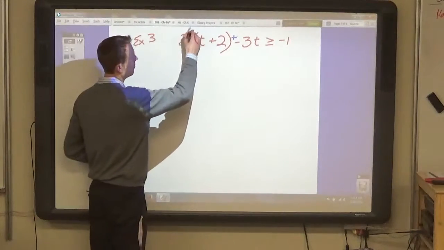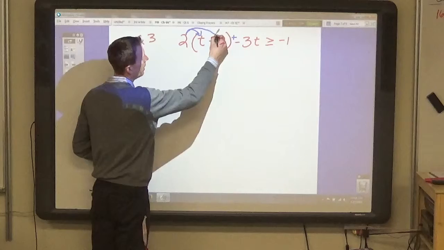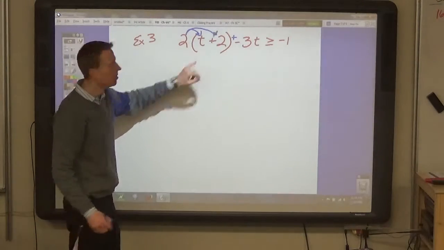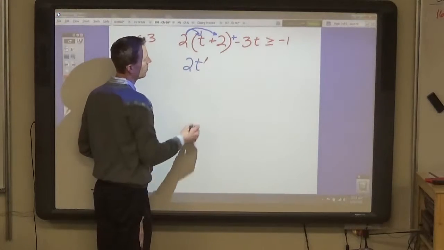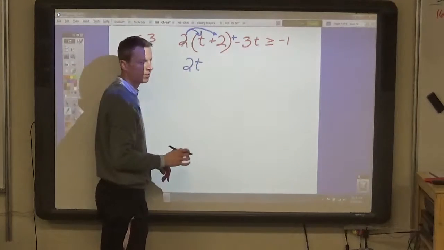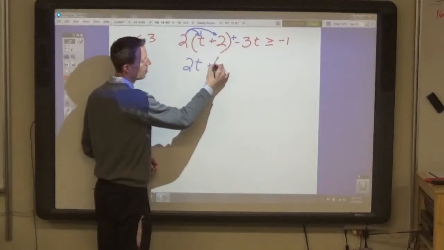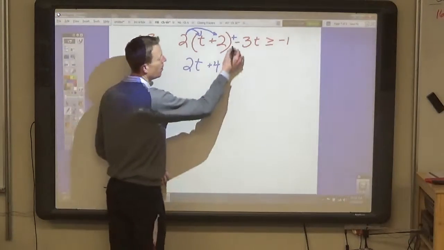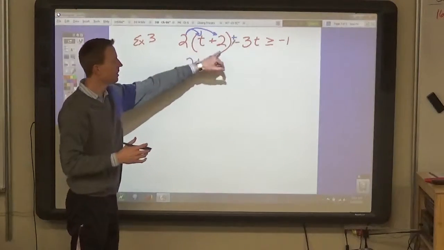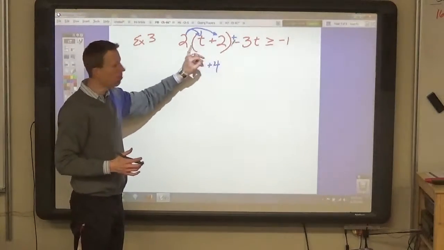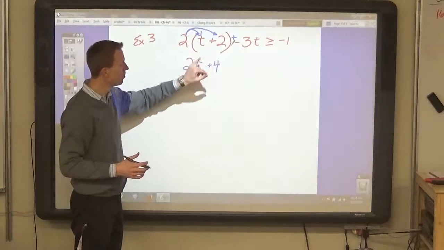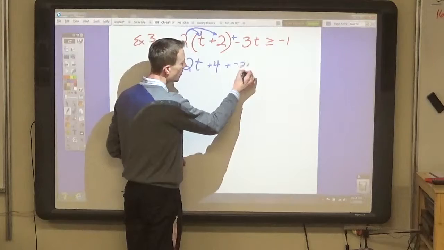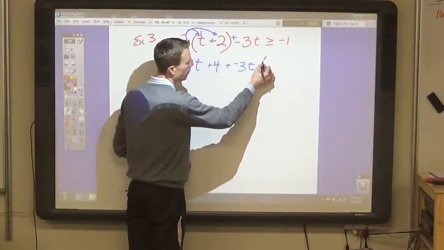Yep. You have to distribute the 2. So 2 times t and 2 times 2 is positive 4, isn't it? So plus 4. Then that gets rid of these parentheses. That's what the parentheses are for, to show that there's 2 of them. So now we've gotten rid of the parentheses, and we have plus negative 3t.